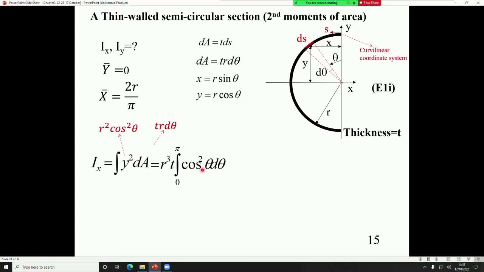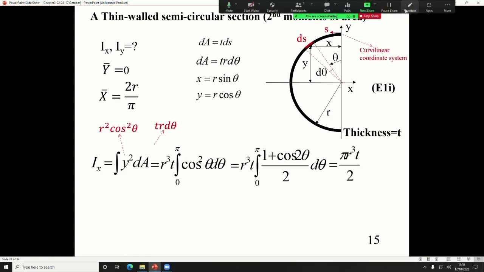What is cosine squared theta equal to? It is 1 plus cosine of 2 theta, divided by 2. Now, what is the integral of 1? The integral of 1 is equal to theta. The integral of cosine of 2 theta is equal to 1 over 2 sine of 2 theta. Now, if we have these two limits, then we find the answer.